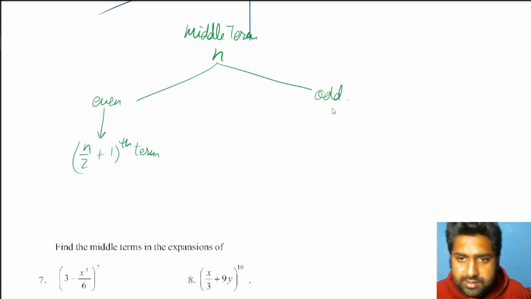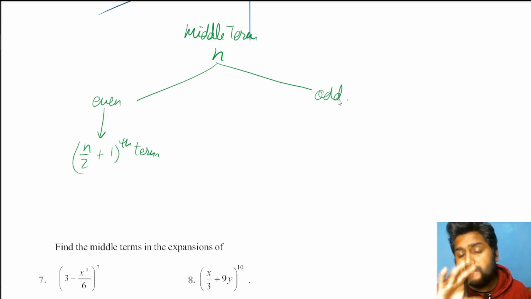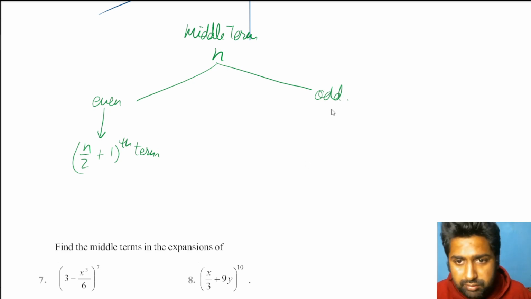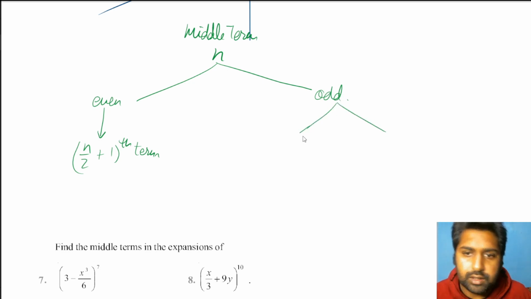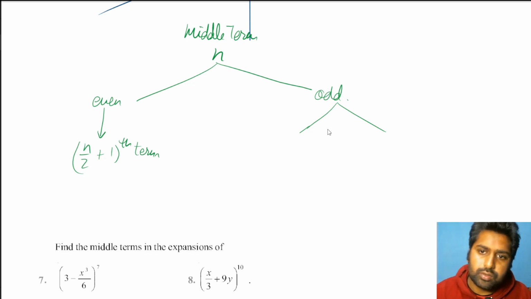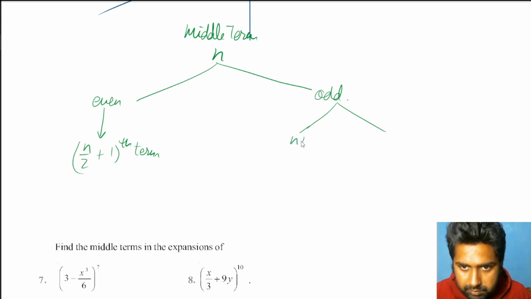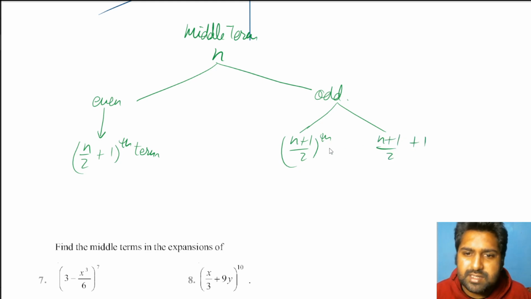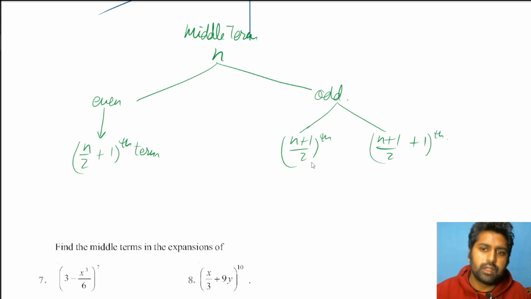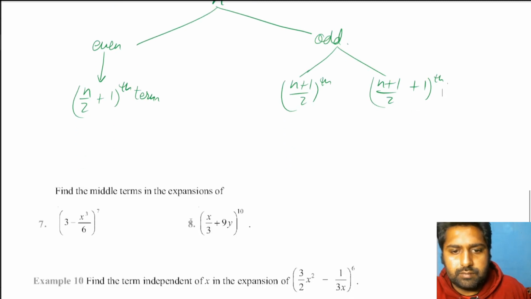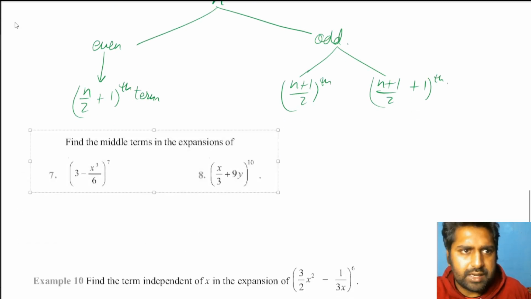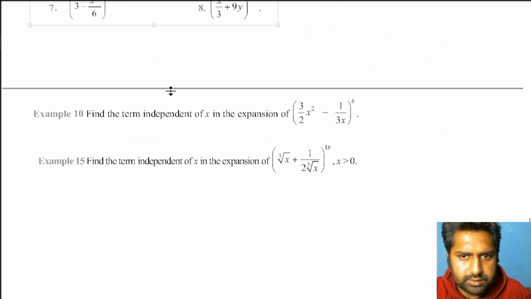In the case of n odd, you will have an even number of terms in the expansion. With an even number of terms, you will have 2 middle terms. So n is odd, the expansion has even terms, so 2 middle terms. One is the ((n+1)/2)th term, and the other one is ((n+1)/2 + 1)th, meaning whatever term you calculate here, you add one more. Let's see with the help of a question, and then we'll see how to calculate that.